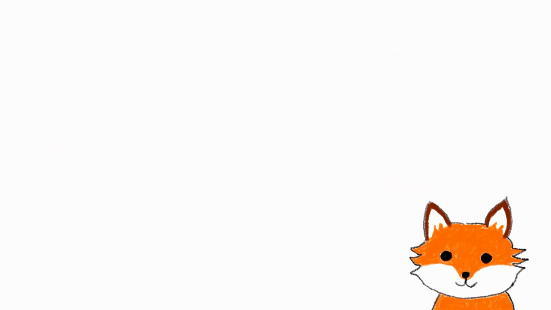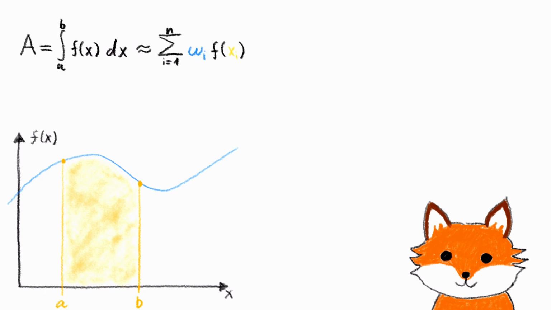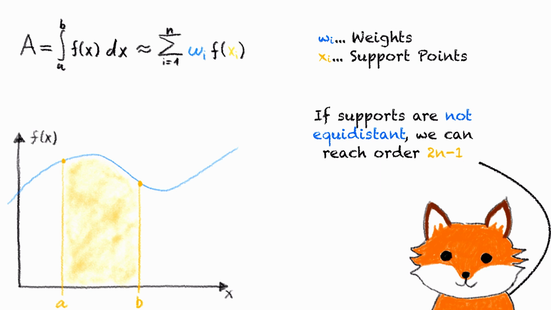Just as for the Newton-Cotes formulas, the aim is to numerically solve an integral over an interval a,b. Also equal to the last video, we want to come up with a formula where the integral is approximated with a simple sum. Just like before, the sum may depend on some weights omega i and support points xi, where the support points must be distinct. This time, however, we allow the support points to be unevenly distributed, allowing for more degrees of freedom.